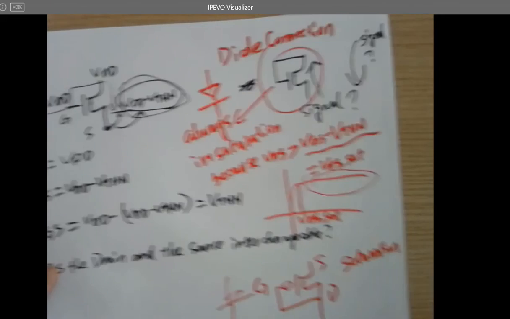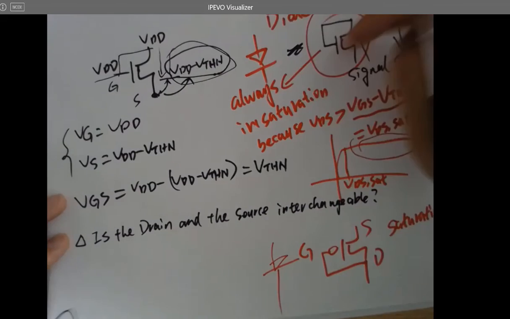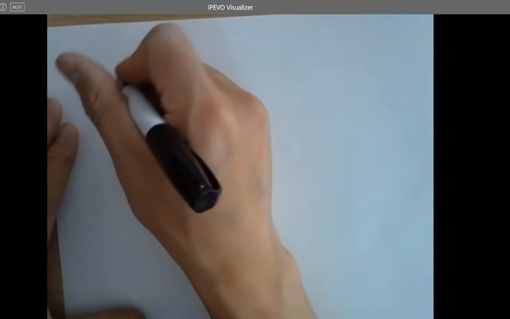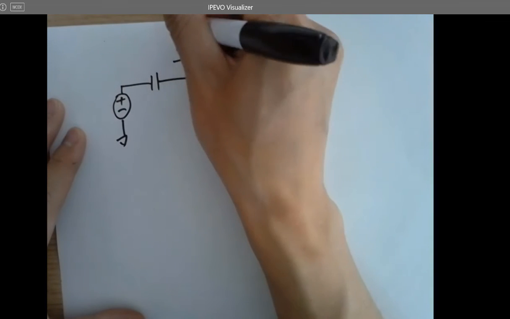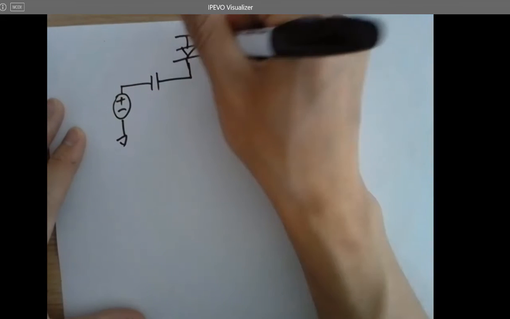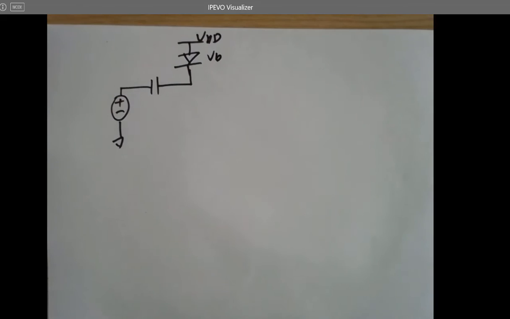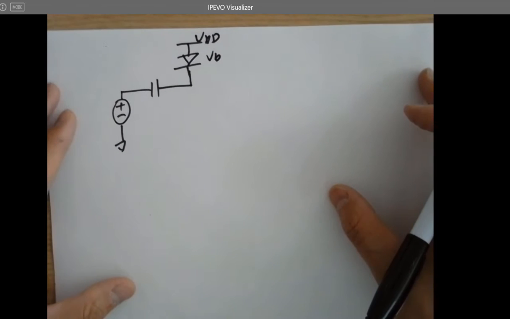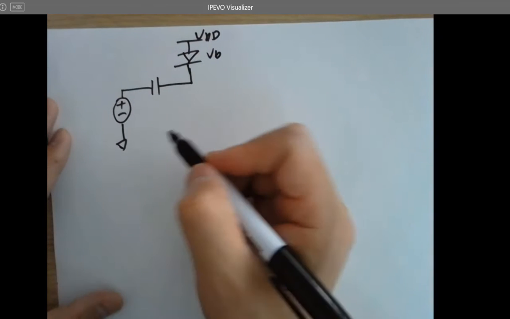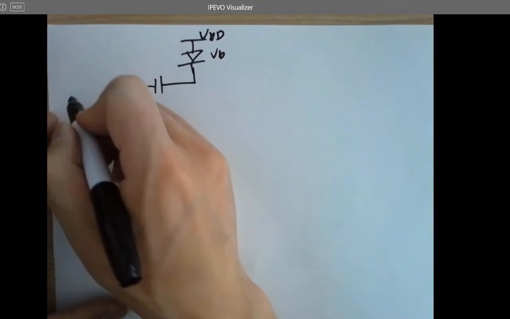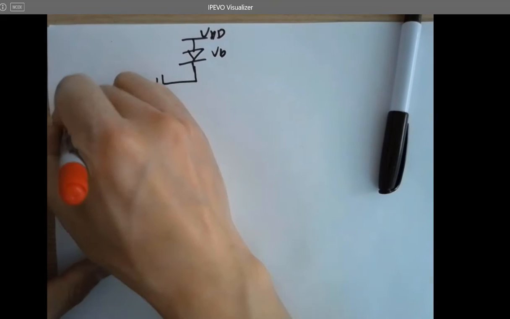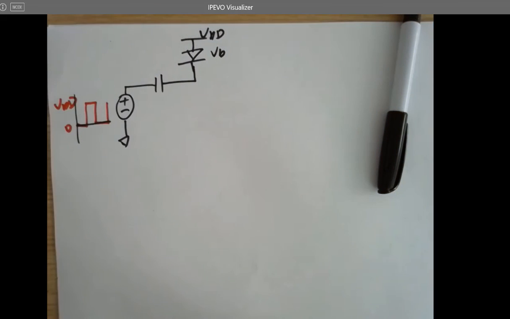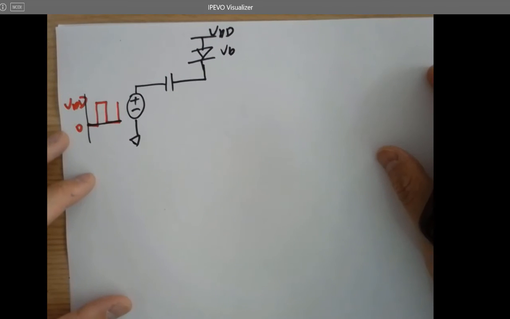Okay. Now let's take a look at a circuit using this type of structure. Assume there's a built-in potential VB of 0.7 volts. And in the digital circuit, we do not have a negative voltage. So all the clocks are oscillating from where to where? 0 to VDD. Is this a voltage doubler? And why?